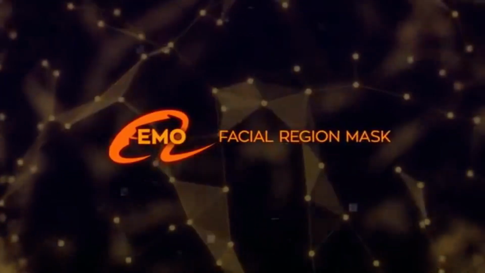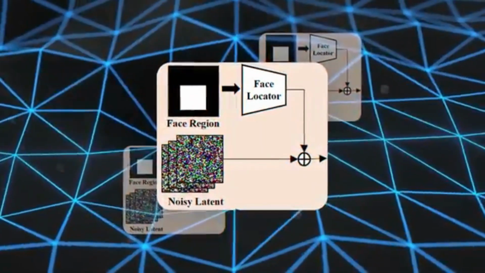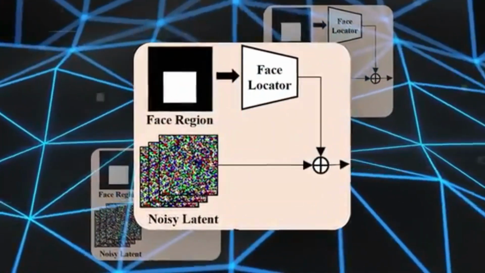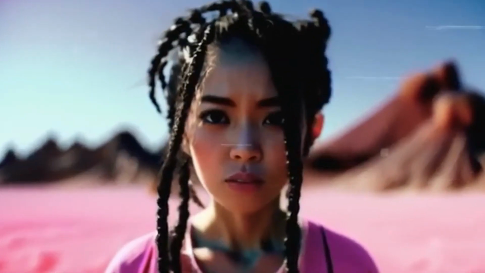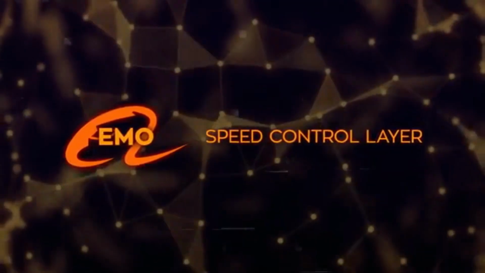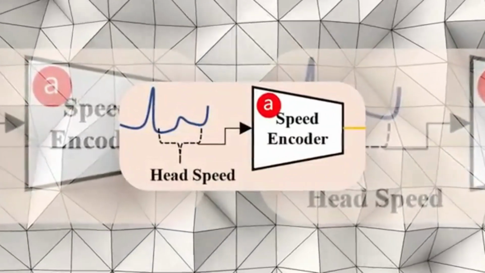The facial region mask is another critical module, focusing the generation efforts on key facial regions such as the mouth, eyes, and nose, thereby improving the detail and quality of the video, especially for lip syncing. Lastly, the speed control layer adjusts the pace of head movements to match the audio input, preventing unnaturally fast or slow motions and ensuring a more natural and consistent movement.